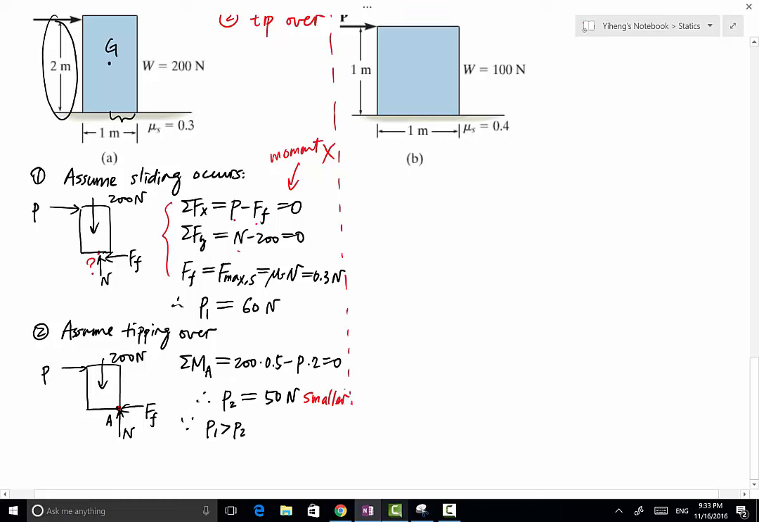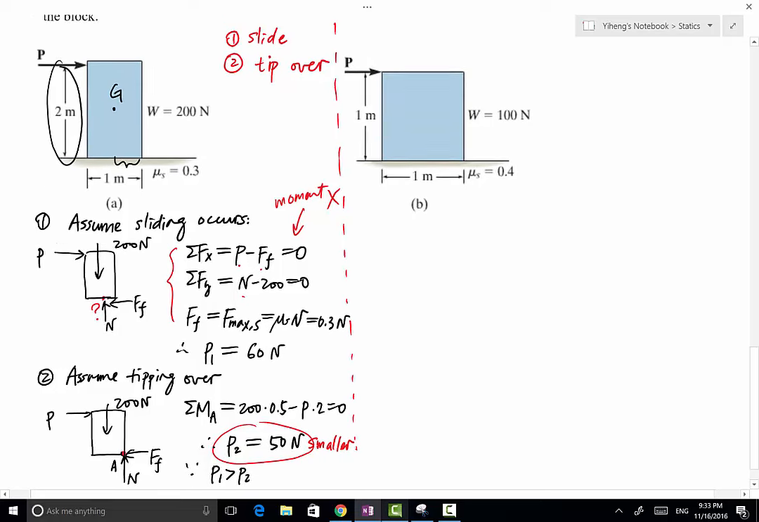P2 is the minimum force needed to cause impending motion, because the problem statement didn't ask what kind of motion. So when P is only 50 Newton, the box would already be moving, and the motion is tipping over. Therefore, this is the final answer, and the motion is tipping over.